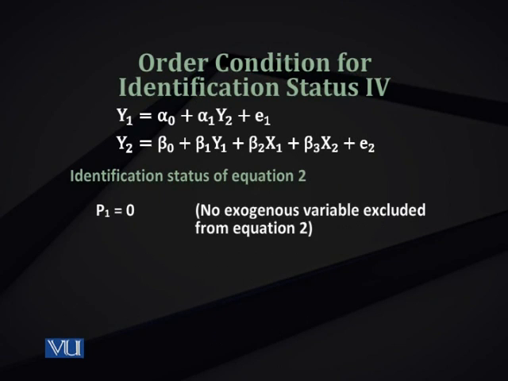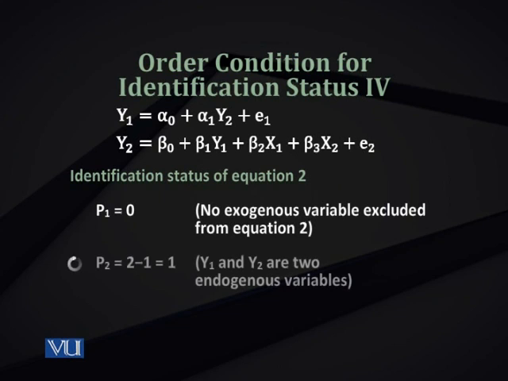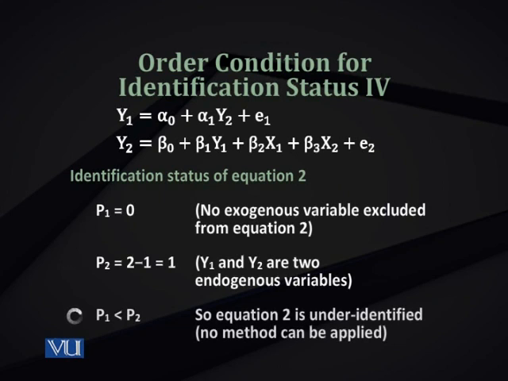When you move to equation 2, try to think again. Do you find any exogenous variable in the model that is not contained in equation 2? The answer is no. There is no exogenous variable that is excluded from equation 2. So the value of P1 for equation 2 is 0, and the value for P2 is again 1, because this remains unchanged within this model. As P1 is less than P2, equation 2 is unidentified, and as I told you, no method can be used for that. So presently you have been discussing models with two equations.